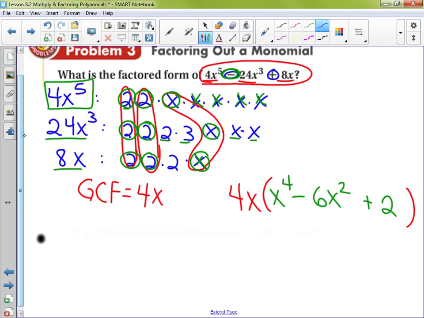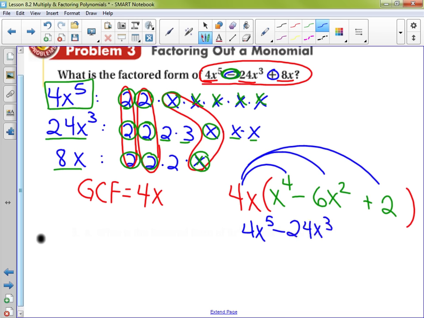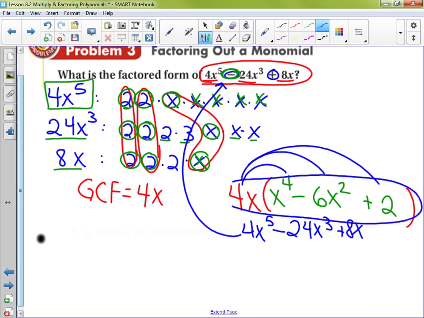Now, how do you know if it's right? Well, if you go backwards and you distribute the 4x, you get 4x times x to the fourth, which is 4x to the fifth, minus 4x times 6x squared, which is 24x to the third, plus 4x times 2 is 8x. And what you get back is what you started with. So just so there's no confusion, this is the answer. The rest of it is what I do to check my answer to make sure that it's correct.